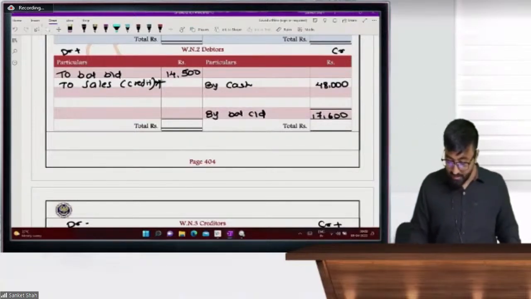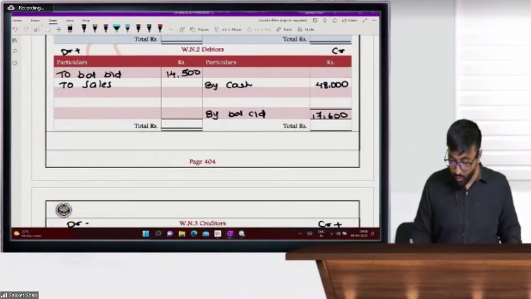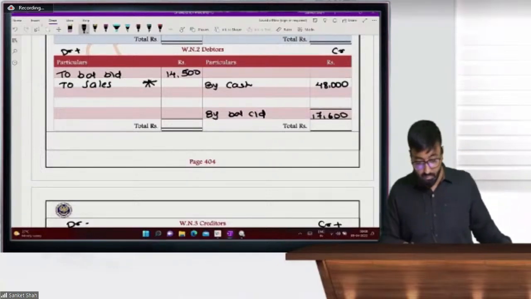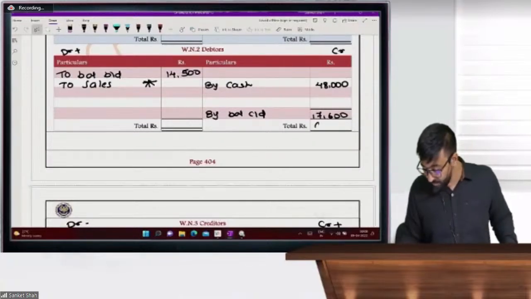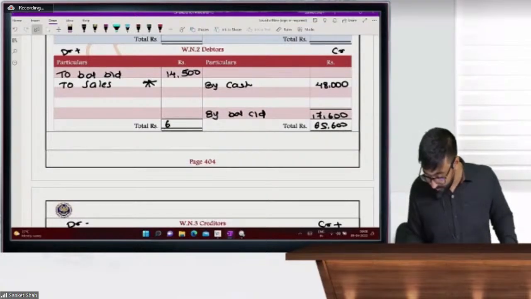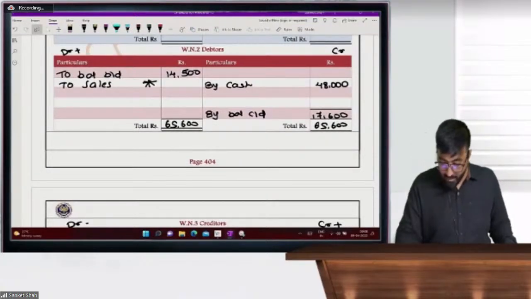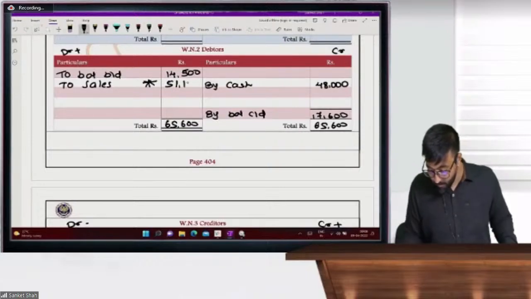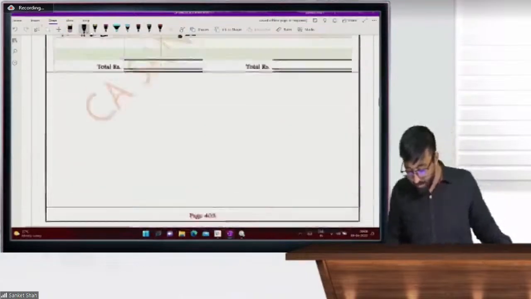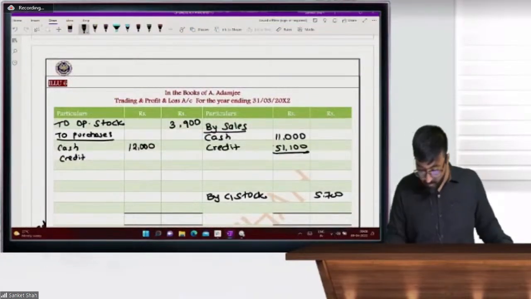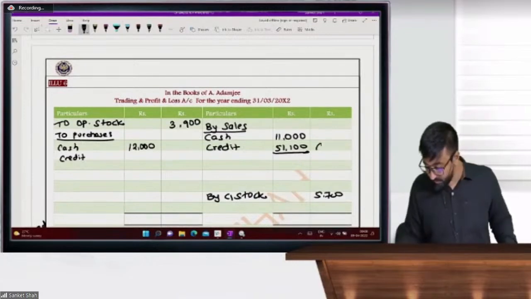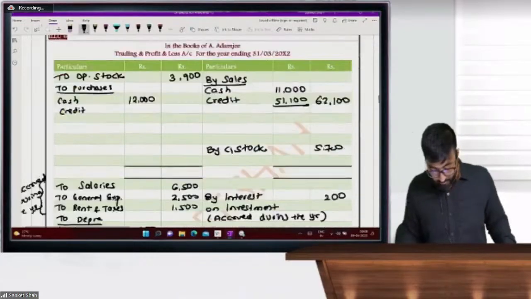Give an asterisk mark, star mark, whatever you want. Star marks are important, na beta. Balancing figures. 48 plus 17.6, 65,600. Minus 14.5, 51,100. Second effect, on the credit of the trading account, 51,100 plus 11. So outer column 62,100.